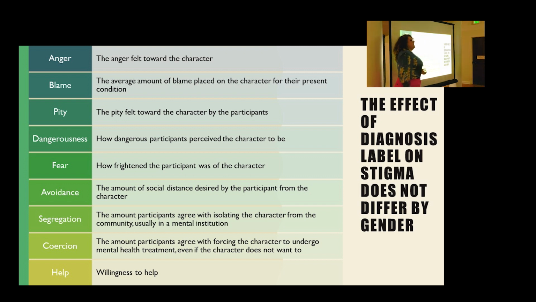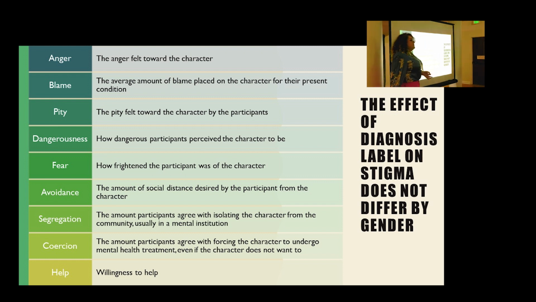As I mentioned before, I assessed 9 different elements of stigmatization: anger, blame, pity, dangerousness, fear, avoidance, segregation, coercion, and help. Most of these are pretty straightforward, but avoidance is the amount of social distance desired by the participant from the character. So that's whether or not you'd be comfortable having them as a lab partner, or a roommate, or sitting next to you, versus having them in your class or in the same room as you.